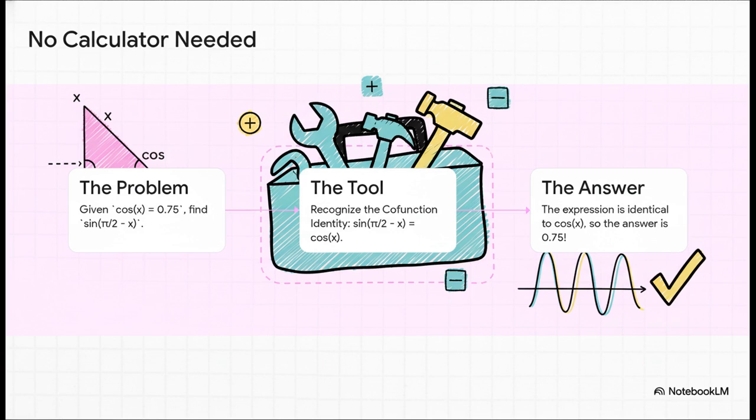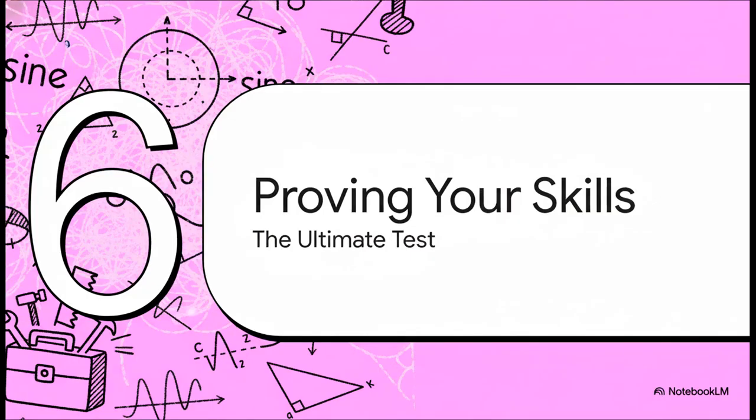You grab your cofunction tool, which tells you that sine of pi over 2 minus x is identical to cosine of x. So, the answer is just 0.75. Done. All right, now for what I like to call the final boss level of using identities, actually proving them. This is where you're not just finding an answer, you're showing, step by step, how two things that look completely different are actually the exact same thing.